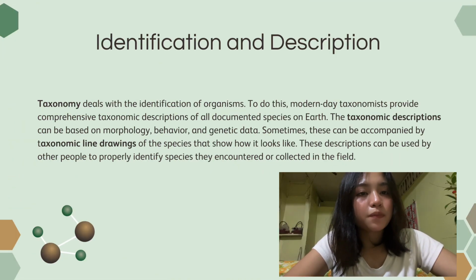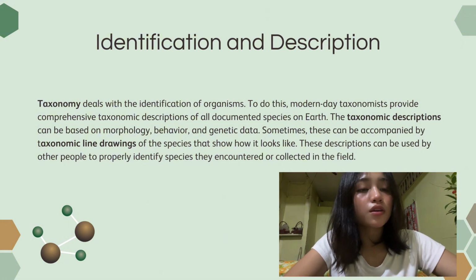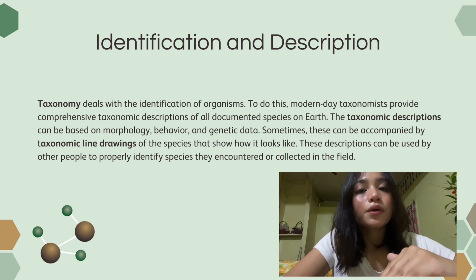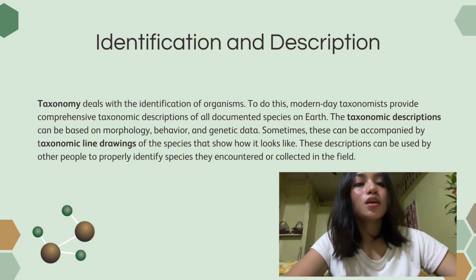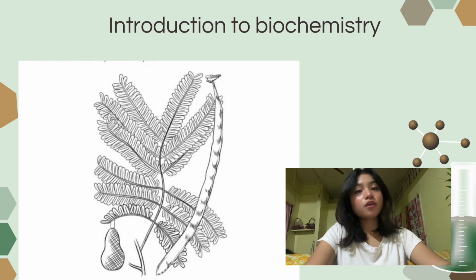Identification and description. Taxonomy deals with the identification of organisms. To this end, modern-day taxonomists provide comprehensive taxonomic descriptions of all documented species on Earth. The taxonomic description can be based on morphology, behavior, and genetic data. Sometimes this can be accompanied by a taxonomic line drawing of the species that shows how it looks. This description can be used by other people to properly identify the species they encountered or collected in the field.